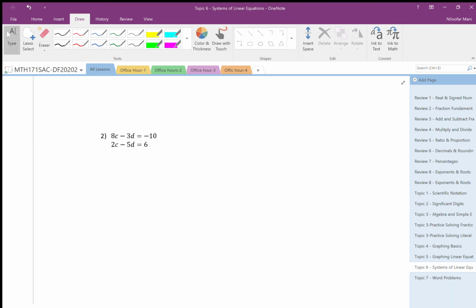Okay, so how about here? Which one do you remove? Doesn't matter, or it matters? It matters. If I want to remove d, I have to multiply one of them with 5, one of them with, for example, minus 3. Or I have to multiply one of them with minus 5, one of them with 3. But if I want to remove c, it's much easier for me. Why? Because I just need to multiply the second one with minus 4. That's it. Okay, so I have 8c minus 3d equal minus 10.